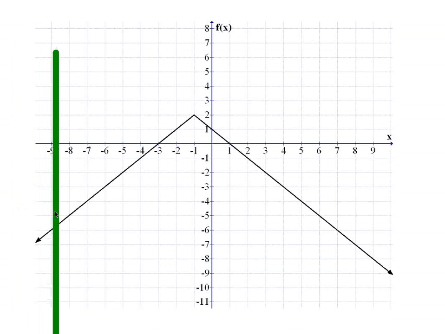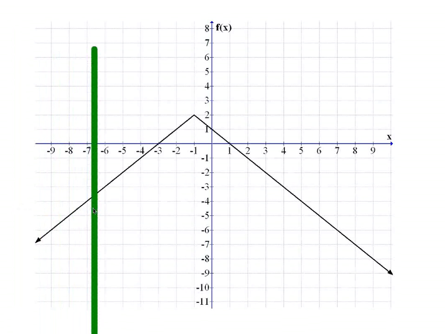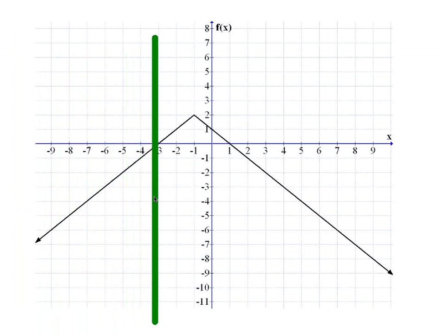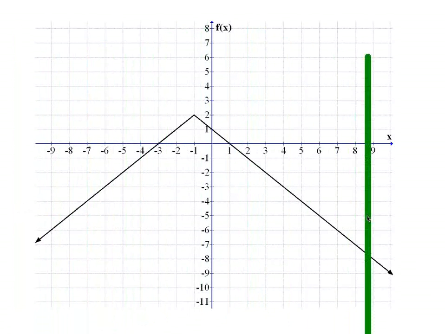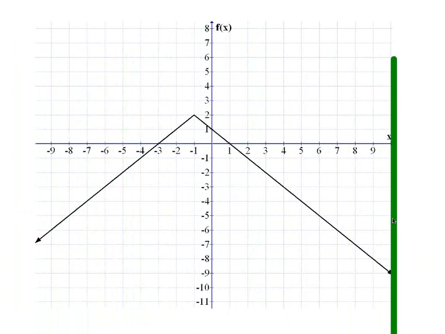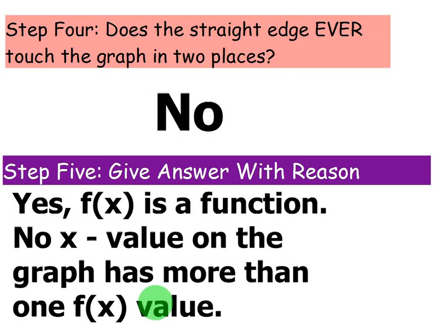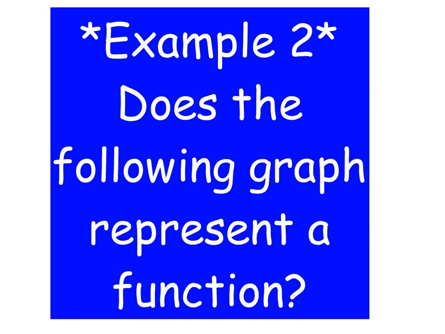Okay? So as we scan across, we see it only touches the graph once, never twice, the vertical line. If it touched twice, that means an x value would have two y values. It always only touches once, so this is definitely a function. And that's our reason. We want to give an answer for every time we say it is or isn't a function. Does the following graph represent a function?